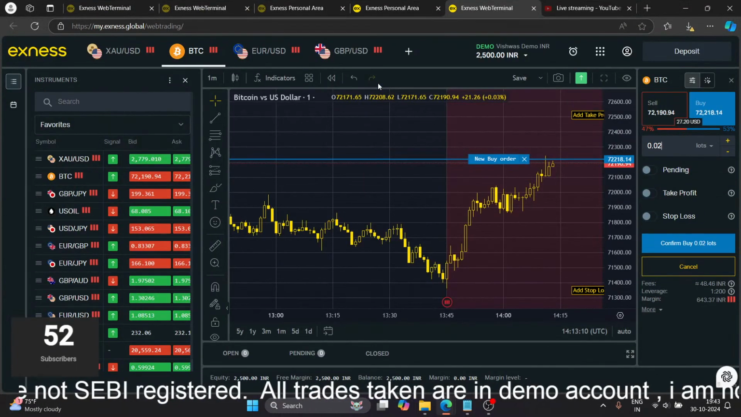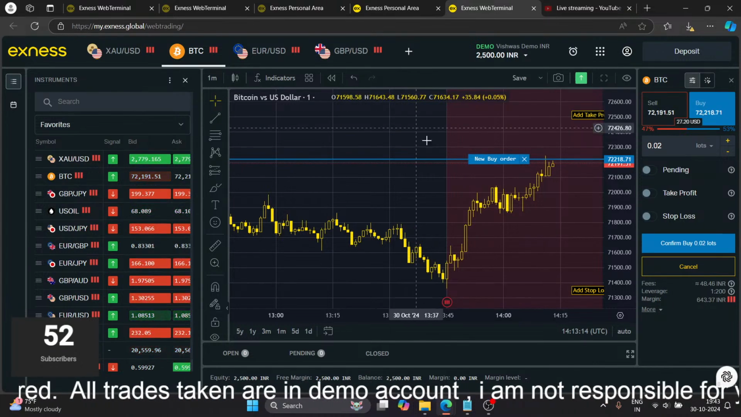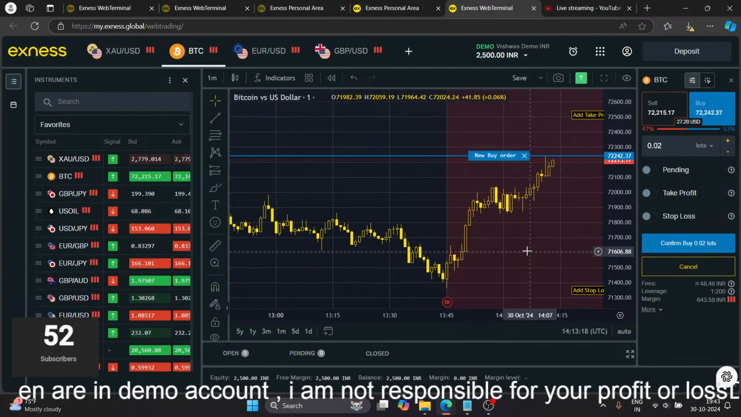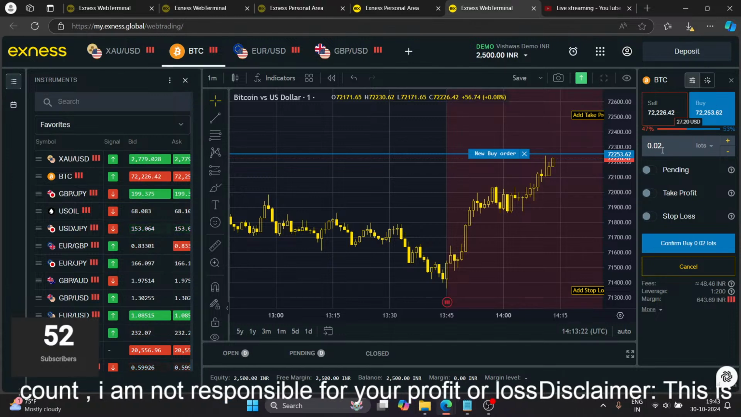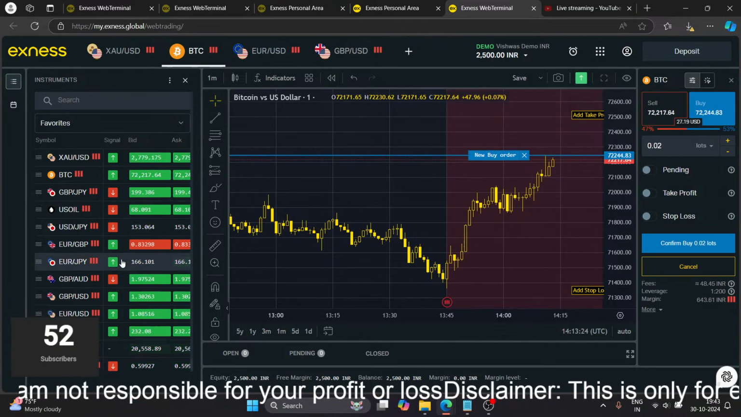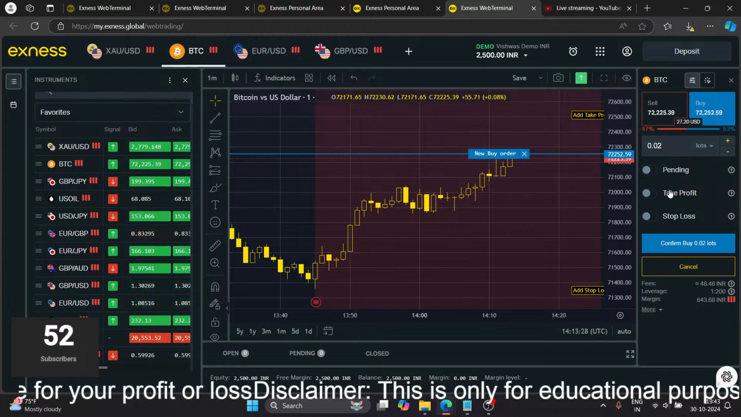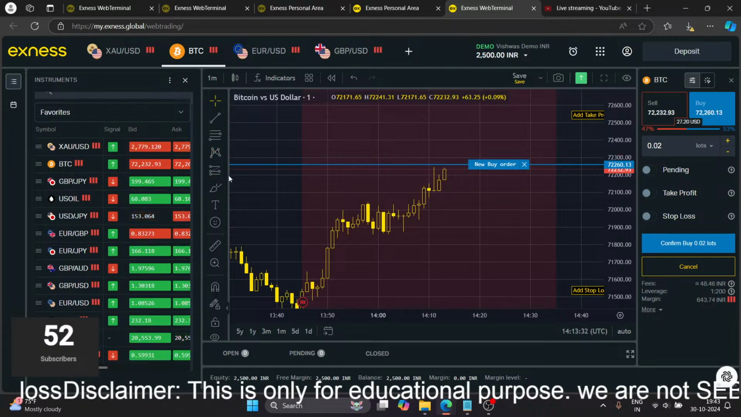I think now it will be clearly visible. So you guys can take a maximum of 0.02 lot. I think everywhere it is a margin. So 0.02 lot. So how do we place the order? We have to plan the order first.